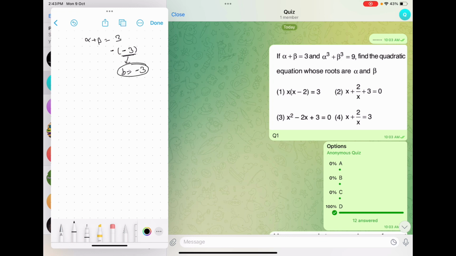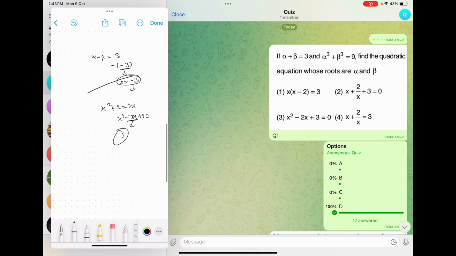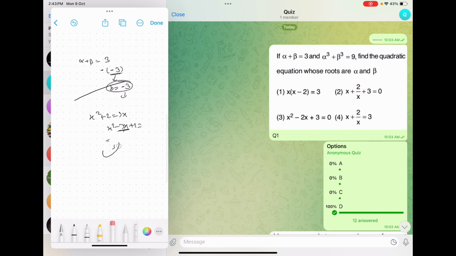Okay, let's check the options. In the first option, 3 is alone without x, so it is not possible. The second also has plus 3x, but we need -3, so this is also not possible. The third is also not possible. Only the fourth, if we see carefully, is x square minus 3x plus 2. In this you can see the sum of the roots is 3, so this is possible. So D is the answer to this question. Easy one. Next one.